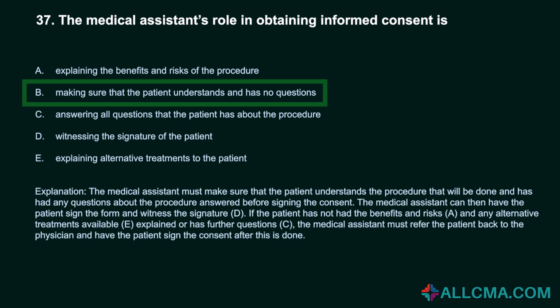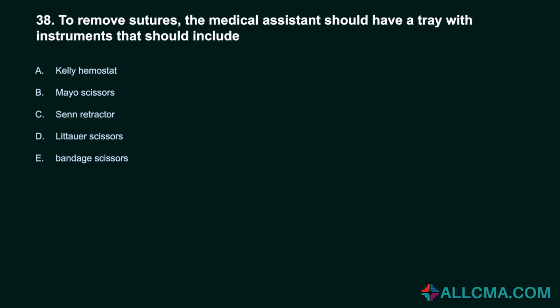The medical assistant must make sure that the patient understands the procedure that will be done and has had any questions about the procedure answered before signing the consent. The medical assistant can then have the patient sign the form and witness the signature, D. If the patient has not had the benefits and risks, A, and any alternative treatments available, E, explained or has further questions, C, the medical assistant must refer the patient back to the physician and have the patient sign the consent after this is done.